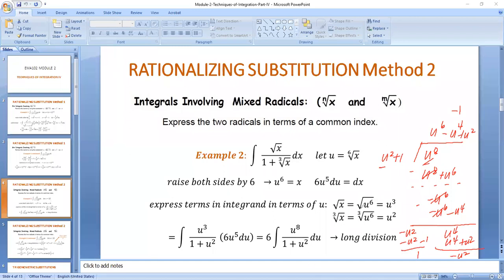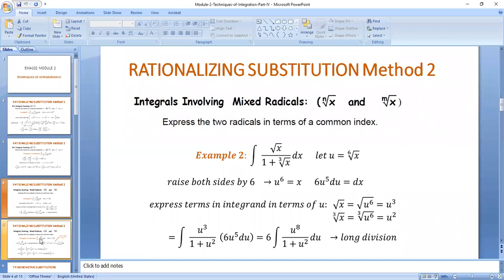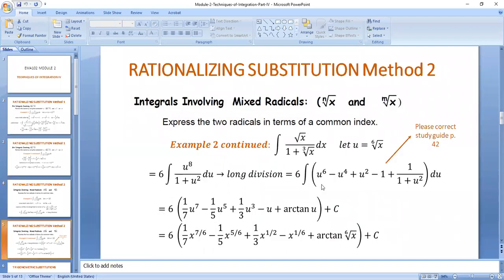So what's your answer now? U to the 6th minus u to the 4th plus u squared minus 1 plus this remainder, plus 1 over u squared plus 1. So the answer to this long division constitutes 5 terms, including the remainder. 6, 4, 2, negative 1, and this remainder, which is 1 over u squared plus 1. Okay? So take note of that, and that would be the answer that you'll be seeing here.